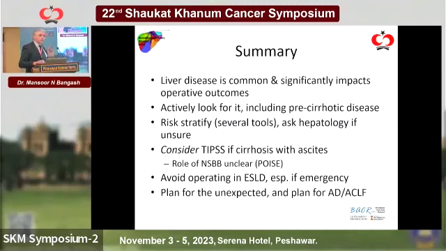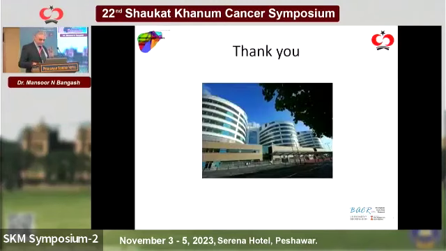And finally, always plan for the unexpected. So when you're making your surgical and anesthesia plans, you obviously have a pathway that you expect the patient to go on, but you need to ask yourself, what will I do if the patient is unexpectedly decompensated on table? And you also need to ask yourself what you're going to do if the patient develops acute on chronic liver failure 3 days post-operatively. Thank you.